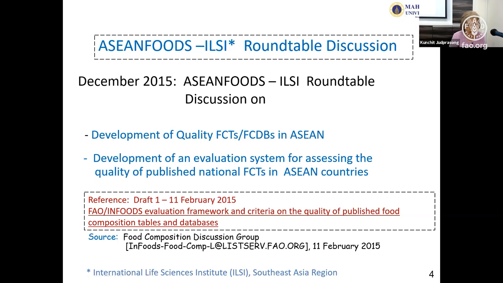Fortunately, at the beginning of 2015, Dr. Ruth distributed the first draft of the FAO INFOODS evaluation framework and criteria on the quality of published food composition tables and databases via the food composition discussion group. So we prepared a draft version of the ASEAN food evaluation system based on the FAO INFOODS first draft and used it for round table discussion.